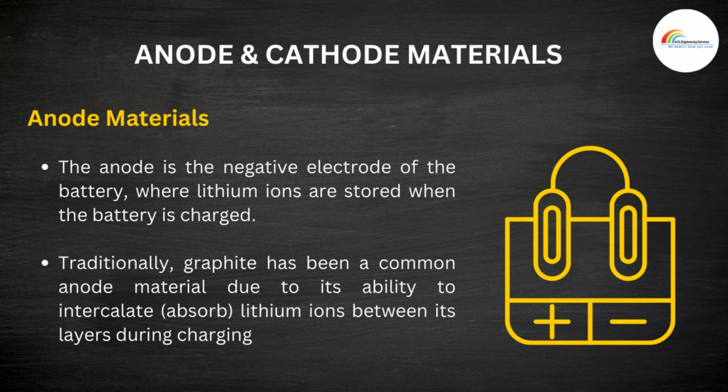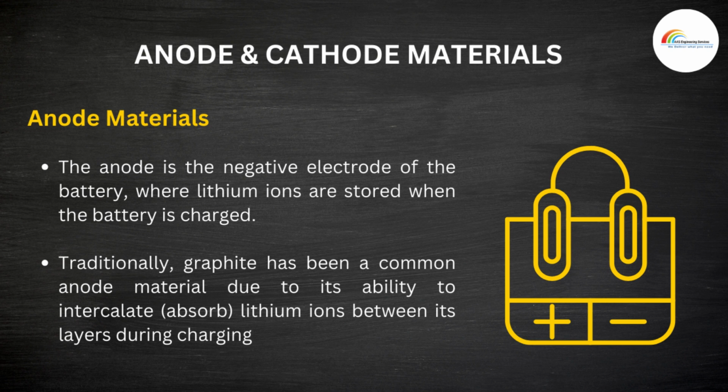Anode materials. First, let's explore anode materials. The anode, often referred to as the negative electrode, plays a crucial role in the battery. It is where lithium ions are stored when the battery is charged. Traditionally, graphite has been the go-to anode material in lithium-ion batteries. Graphite possesses a remarkable ability to intercalate, or absorb, lithium ions between its layers during charging.